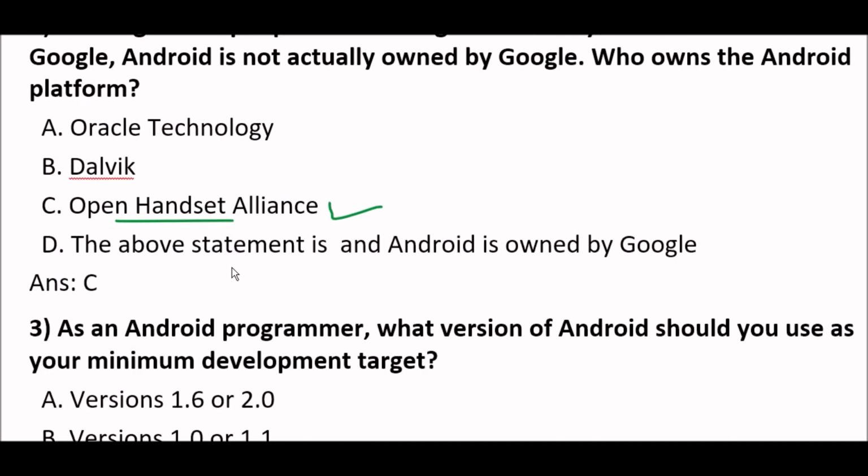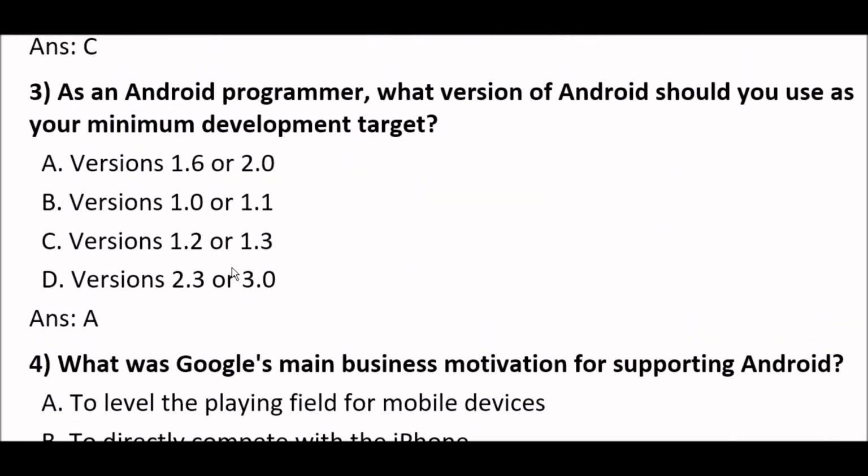Next question. As an Android programmer, what version of Android should you use as your minimum development target? Option A, version 1.6 or 2.0. Option B, versions 1.0 or 1.1. Option C, versions 1.2 or 1.3. Option D, versions 2.3 or 3.0. Right answer is option A, versions 1.6 or 2.0.